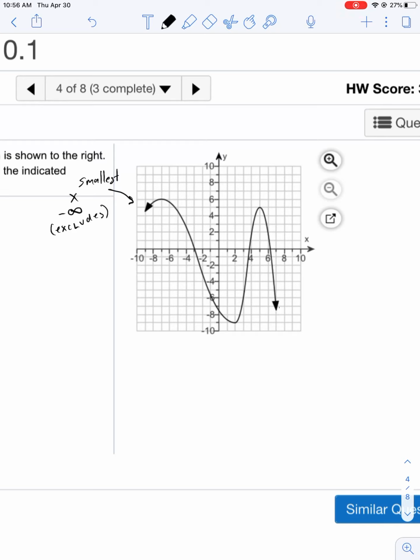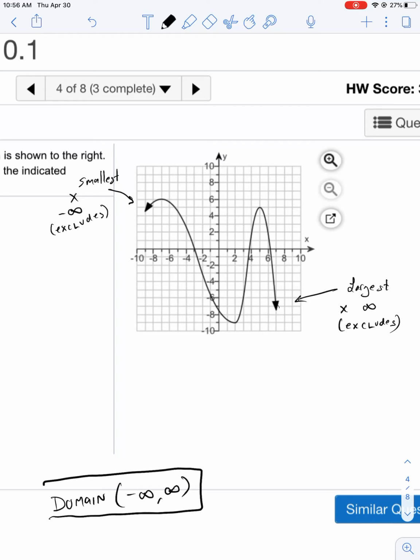Also, the fact that on this end it keeps going tells us the largest x is positive infinity. It can never include the infinity, so once again it excludes it. So this domain, negative infinity to positive infinity, cannot include them because it will never reach it, so we put parentheses.